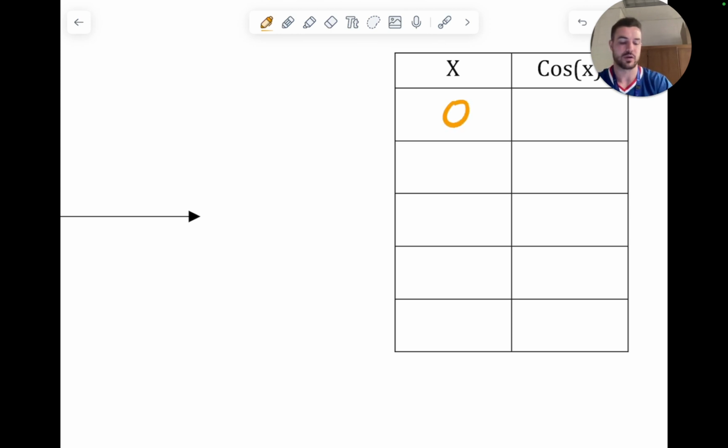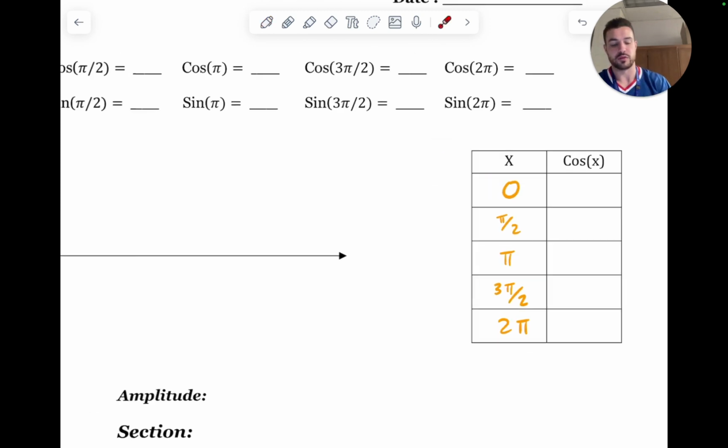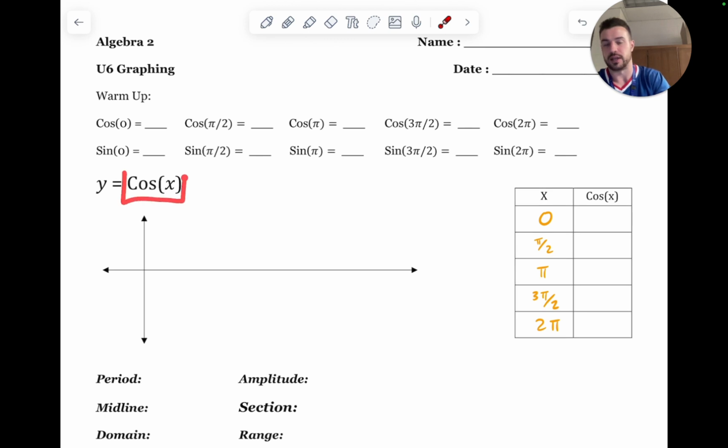So that means 0, pi over 2, pi, 3 pi over 2, and 2 pi. Again, you could really use whatever you would like, but this allows me to go all the way around the unit circle. Now, what I need to do is evaluate cosine at each of those angle measurements.